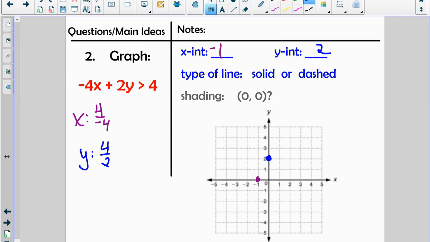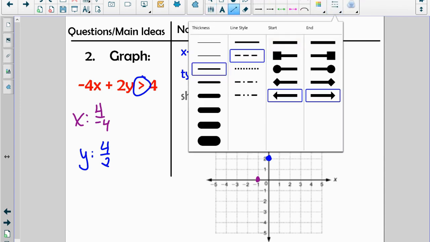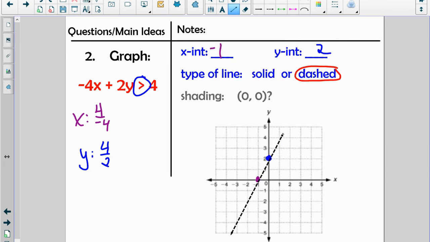Let's see, type of line. I have a greater than symbol, but notice it's not equal to. So for the type of line, I want to draw a dashed line. Remember, I only draw solid lines if I have the or equal to as part of the inequality. So a dashed line, with arrows on both sides, right about there. It splits my graph into 2 sides, 2 half planes. One side contains all the solutions, and I want to shade that side. The other side contains no solutions, and I want to leave that unshaded.